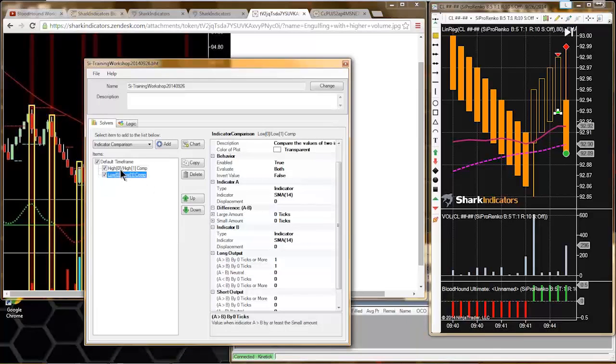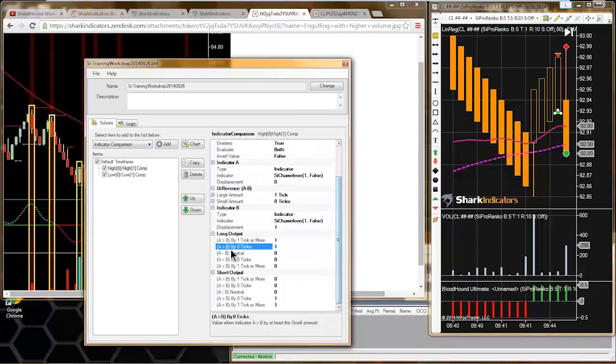All right, and if I just click off real quick. Now if we look at our outputs, this upper output here for the long says A greater than B by 1 tick. So yes, we want the current high price to be greater than the high price 1 bar back by 1 tick, but we don't want them to be equal. This one down here says A greater than B by 0 ticks. We don't want them to be equal, and we need at least a 1 tick difference. So let's set that output to 0.